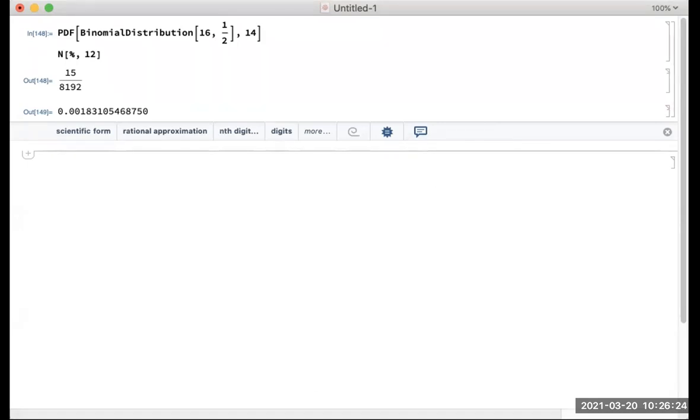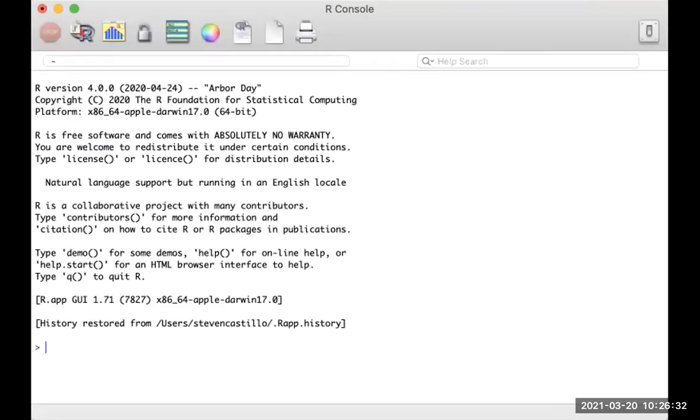Now let me do this in R. So dbinom, 14 successes. And the number of trials is 16, and the probability is 1/2. 0.001831055.